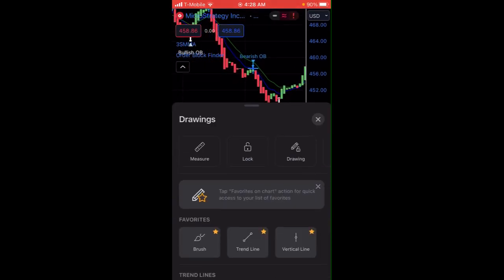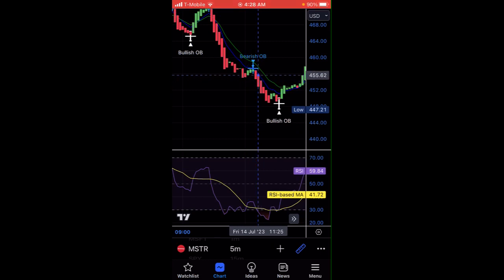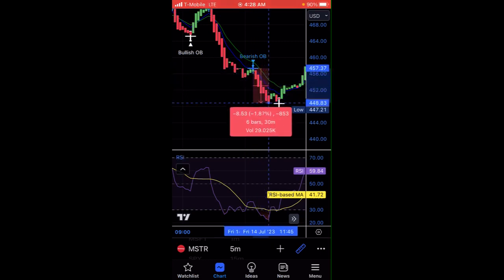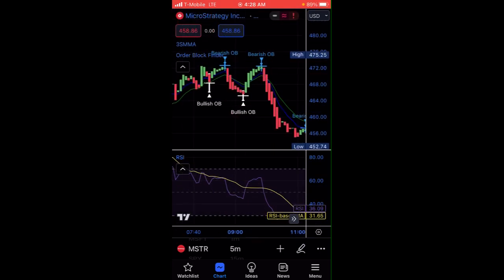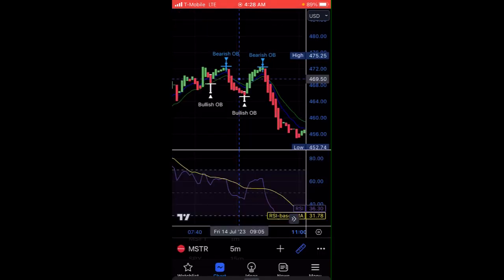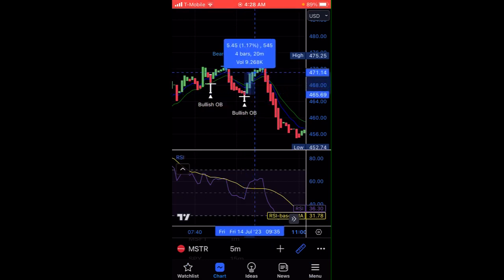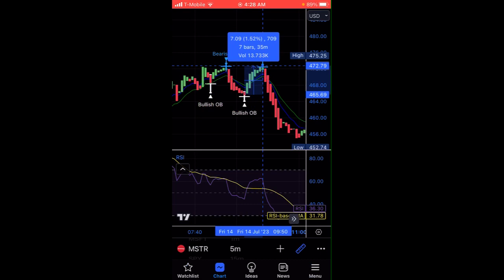Now let's go by the bearish moment here. Ride that one out. There's another $800 in 50 minutes. And then let's do this one right here. We've got an uptrend, bearish. Let's ride that one out. And this is $700 in 35 minutes.